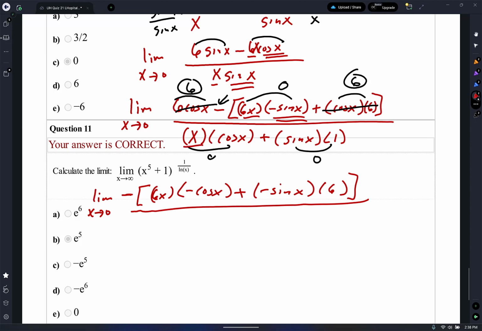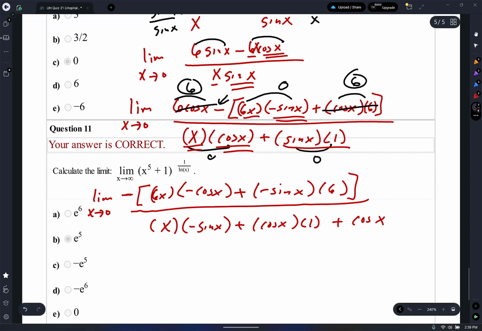All over, and then I've got to do product rule here. First times derivative of the second, negative sine x. Let me know if I make mistakes. Plus second times derivative of the first, and I still have this one, plus derivative of sine x is cosine x. I think we're good.